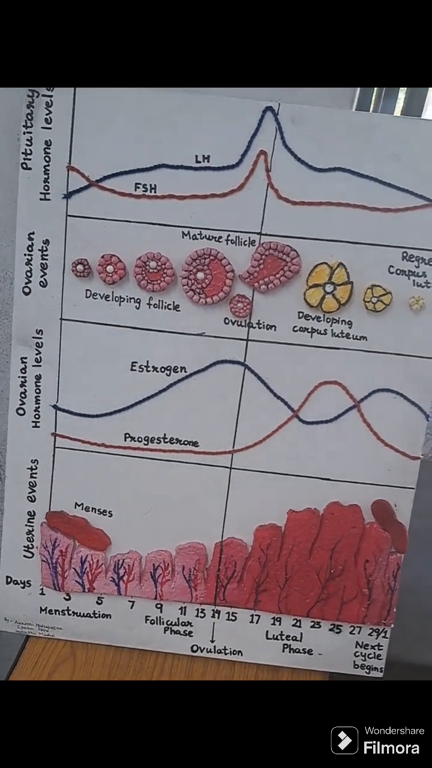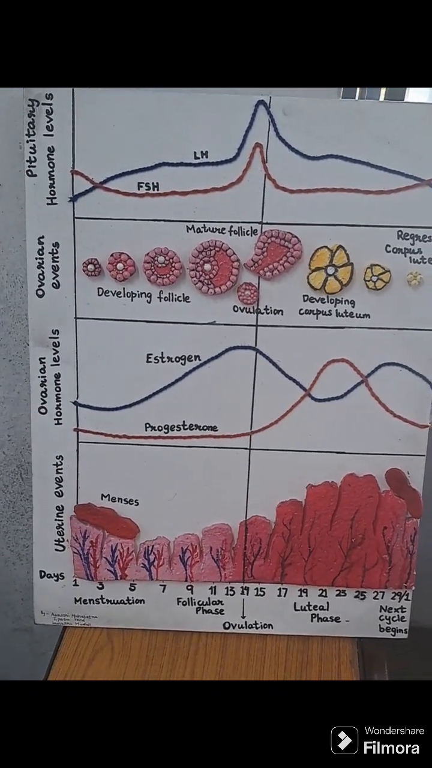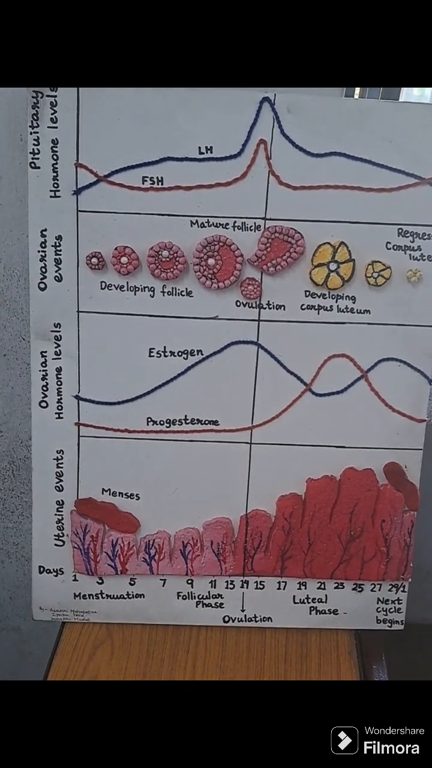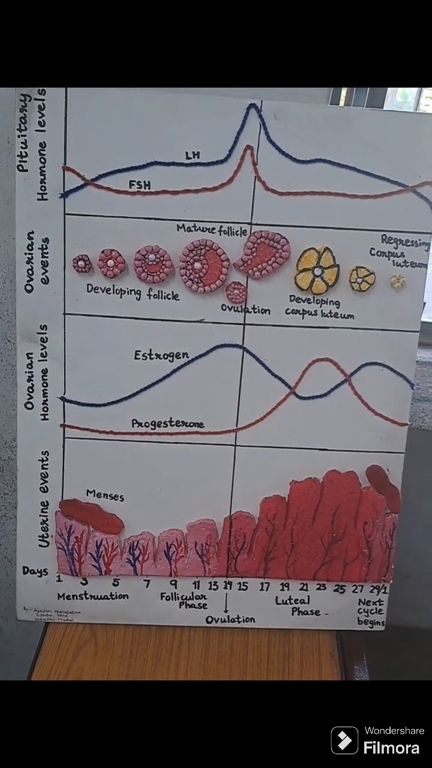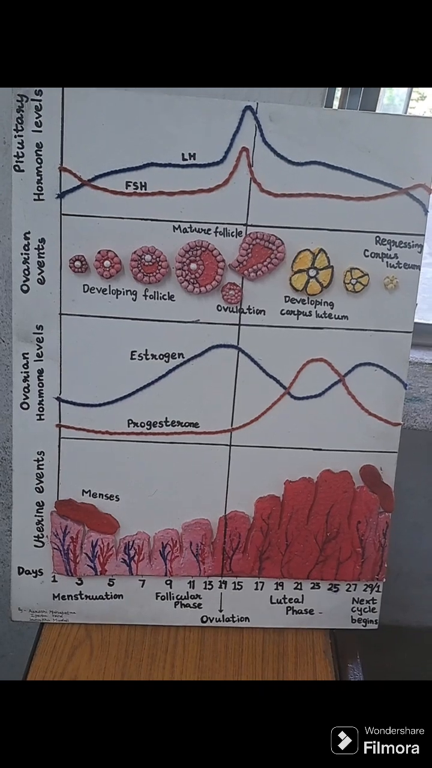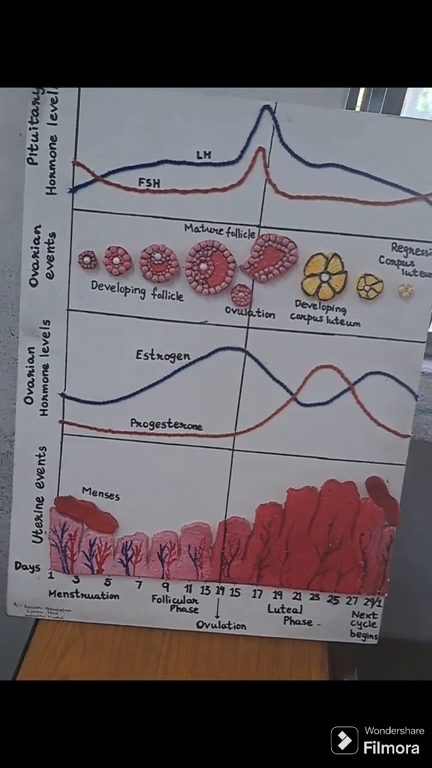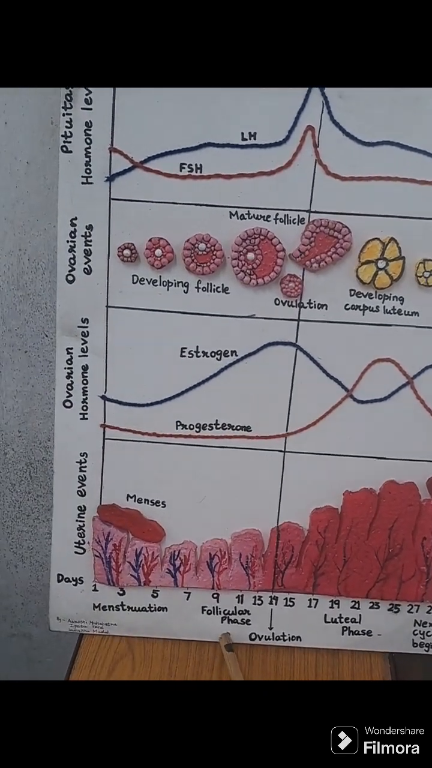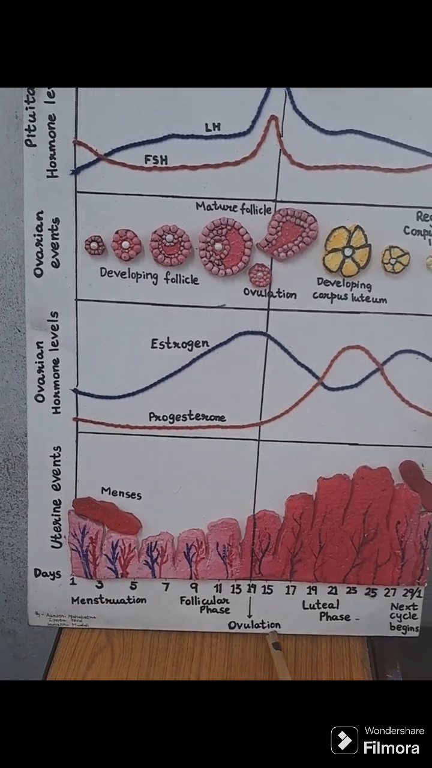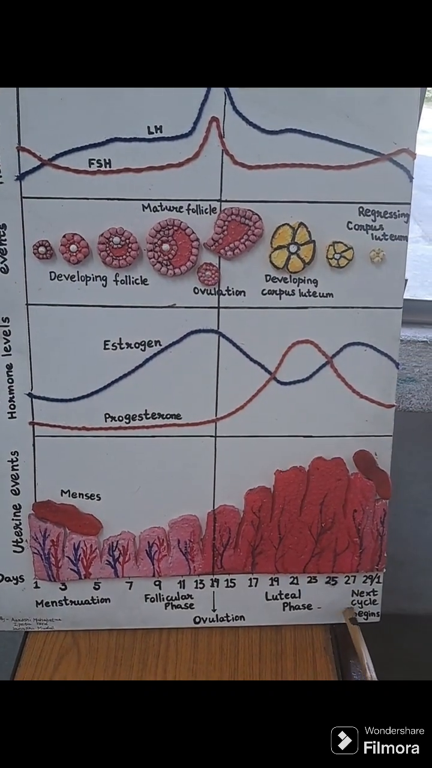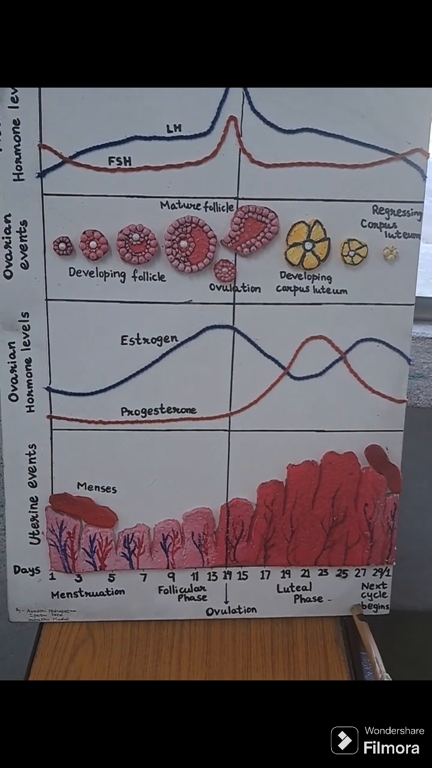First of all, the menstrual cycle is the sequential events occurring from one menstruation to another menstruation, and it includes menstruation, the first phase, then the follicular phase, then ovulation, then the luteal phase, then the next cycle begins.